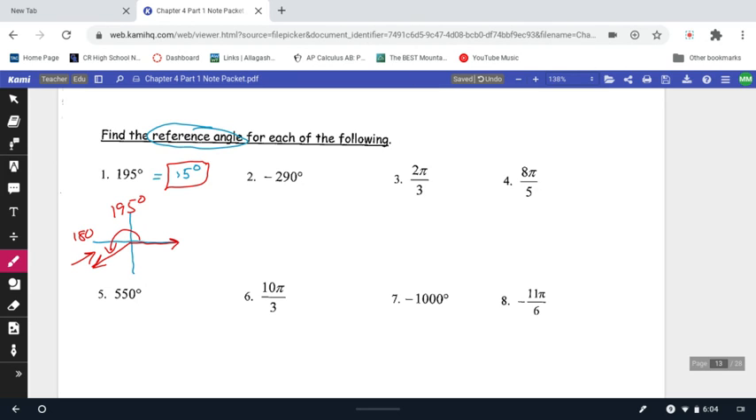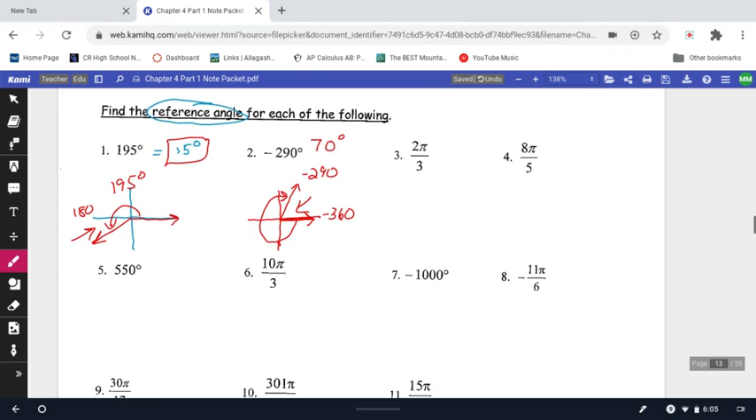Okay. Negative 290. Now, I would probably draw this one out. So positive 290 would be down in the fourth quadrant, the terminal side. The negative version would be up here. So there is negative 290 degrees. Well, there is negative 360 degrees. There's the reference angle. Now remember, it's positive. It's always positive. So that would be a 70-degree reference angle.